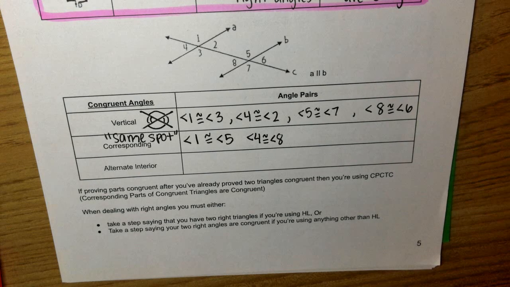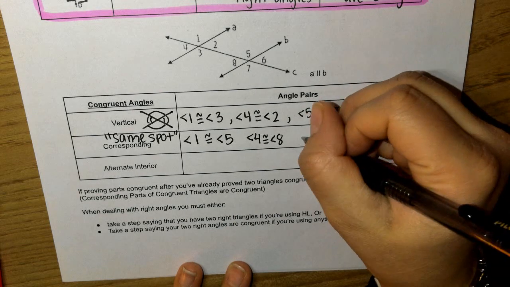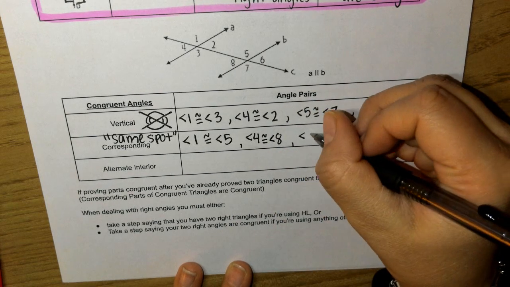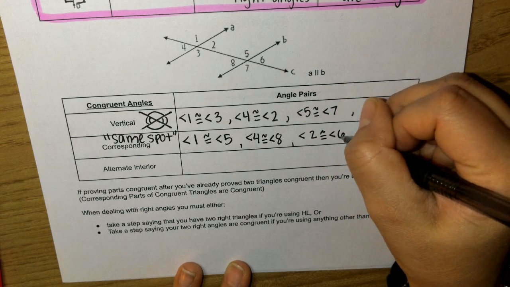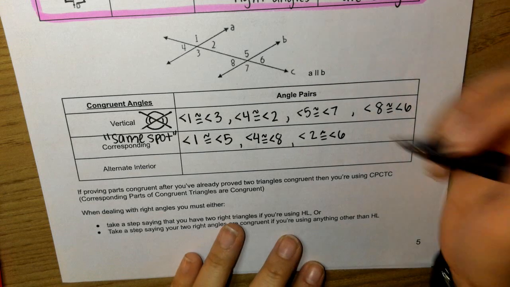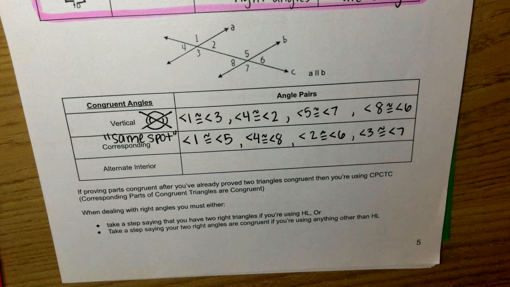All right, hopefully you paused the video. Let's keep going with the rest. We got angle 2. I'm going to put my commas here. So angle 2 should be the same as angle 6. Congruent, and then angle 3 is congruent to angle 7. So I got all my 4 angle pairs here.